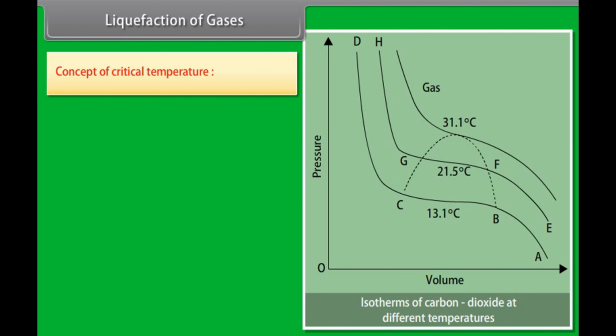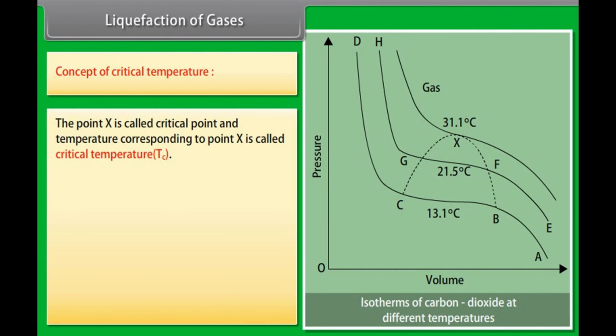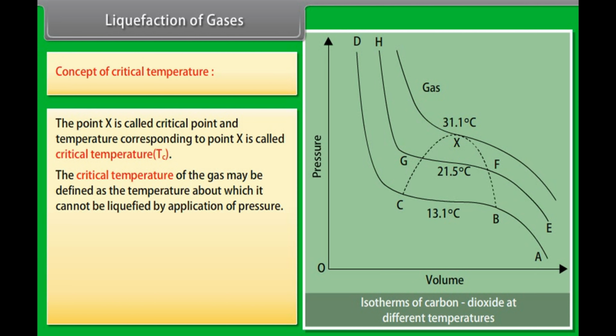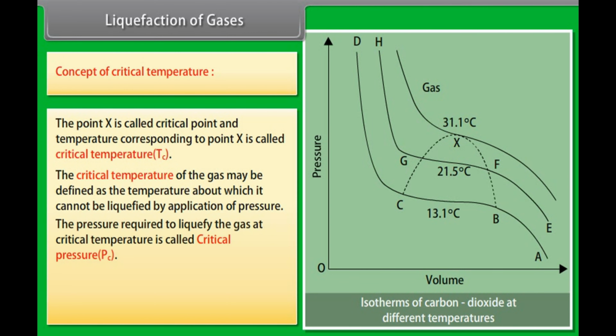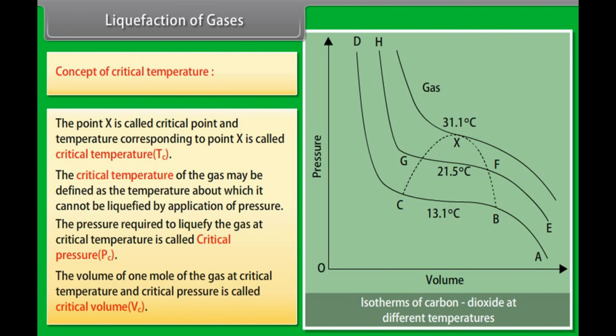However, high pressure may be applied. The point X is called the critical point, and the temperature corresponding to point X is called the critical temperature. The critical temperature of the gas may be defined as the temperature above which it cannot be liquefied by application of pressure. The pressure required to liquefy the gas at critical temperature is called critical pressure. The volume of 1 mole of the gas at critical temperature and critical pressure is called critical volume.